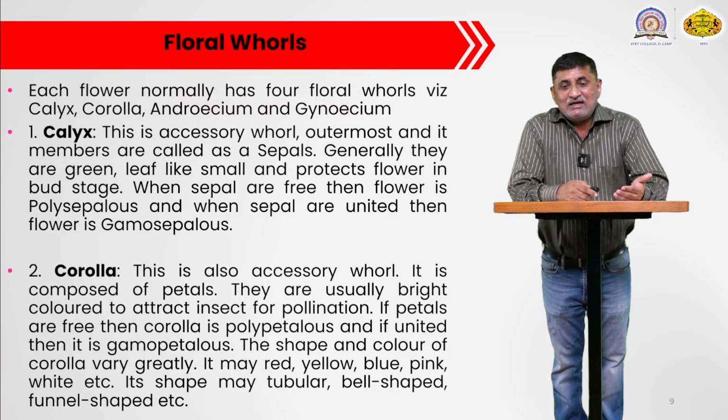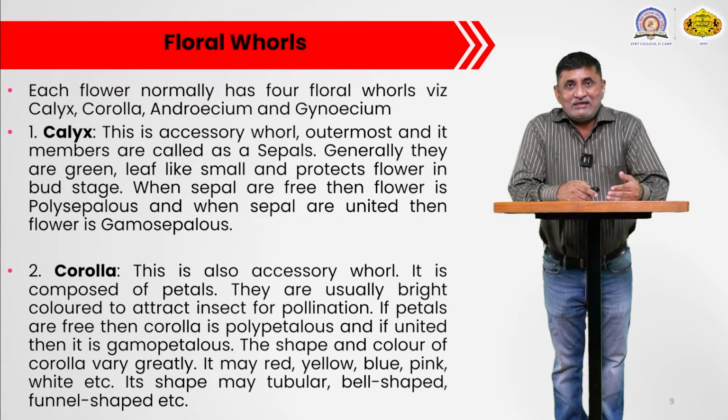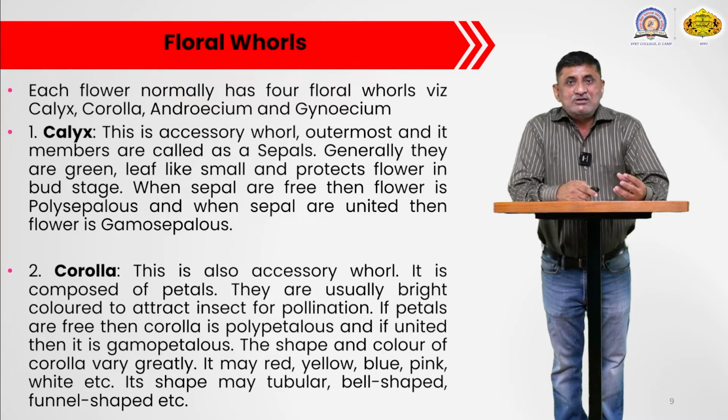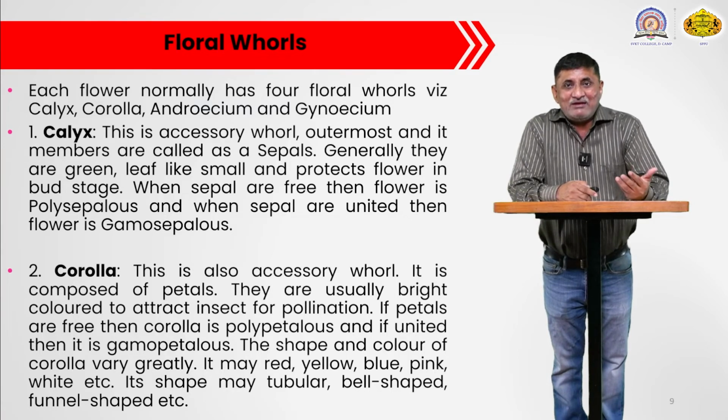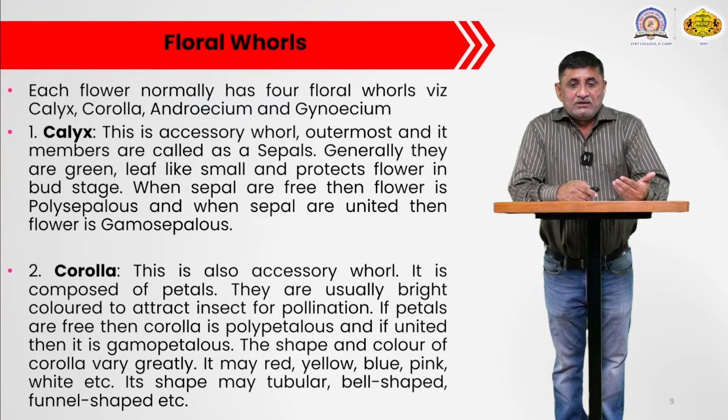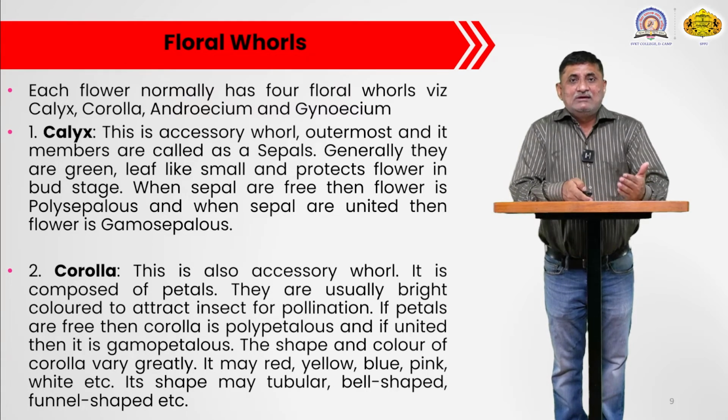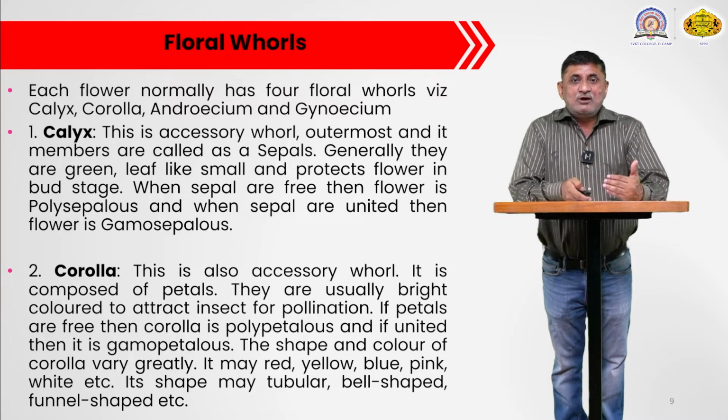Some of the flowers have a tubular corolla, like a tube, for example the disc floret of sunflower. Some corollas are bell shaped, for example the flower of Alamanda climber. Some corollas are funnel shaped, like the flower of Dhatura. These are the different shapes of corolla. So the corolla is the second accessory whorl of a flower.